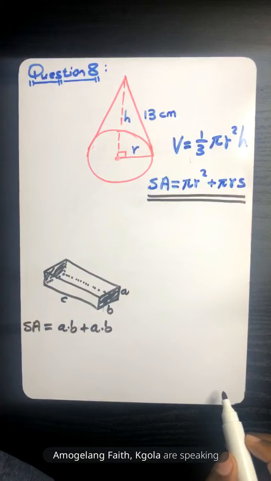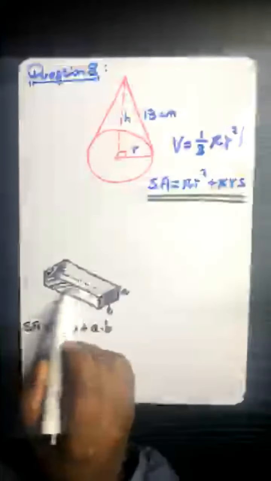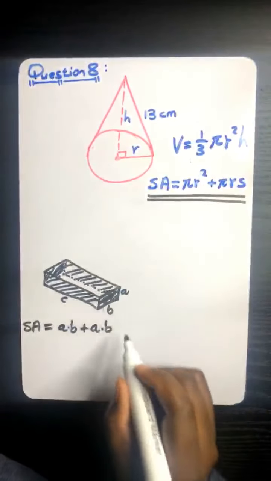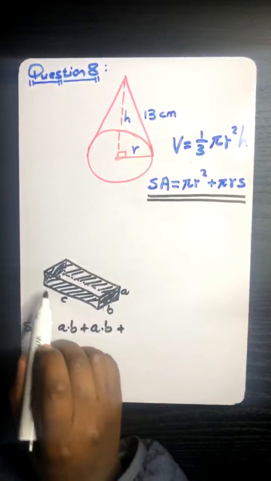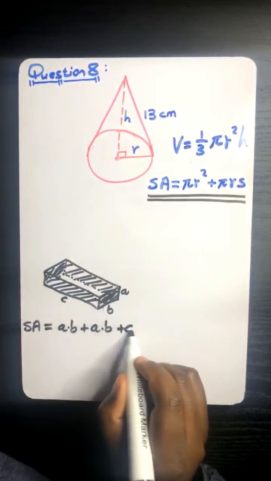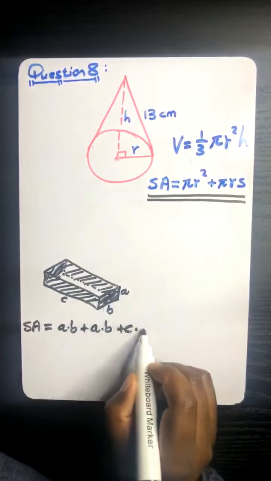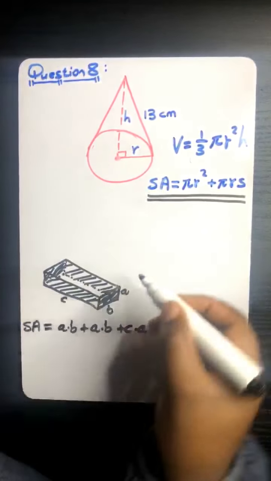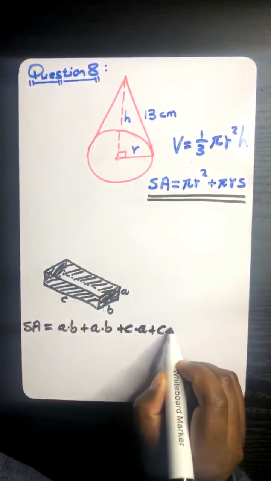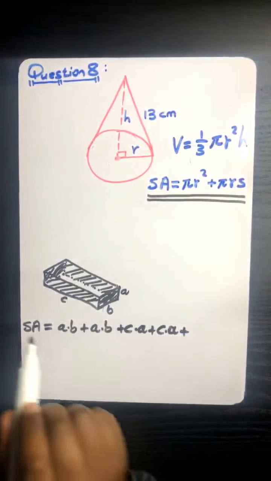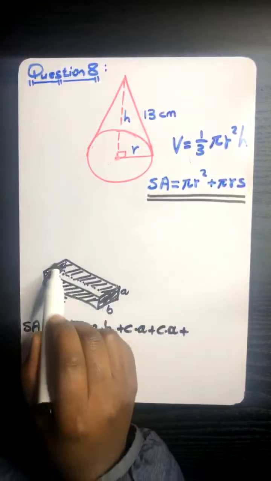Okay, so now let's do the ones on the sides, being these long sides. That means it is going to be plus that long one being C multiplied by this one going up being A. For this side and also for that side, it is going to be the same thing.